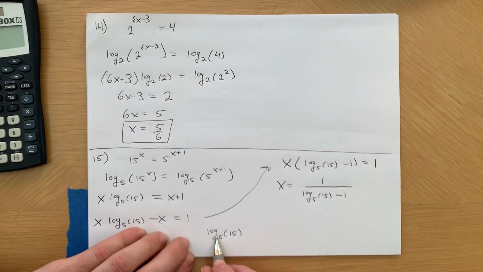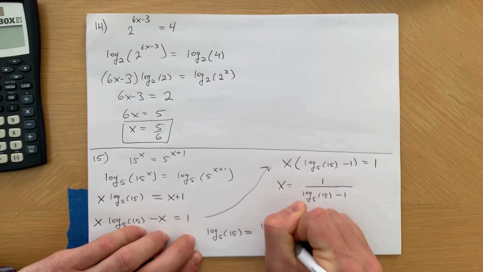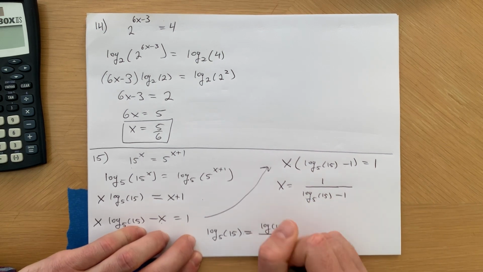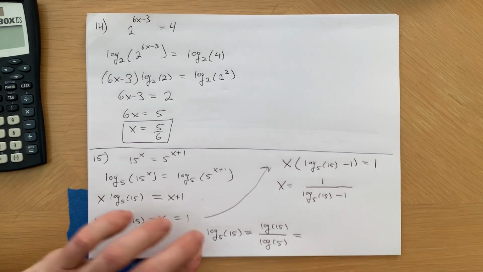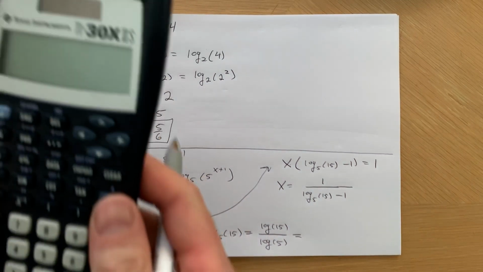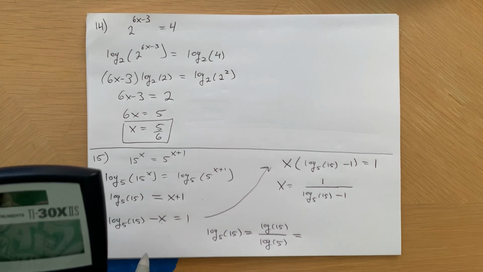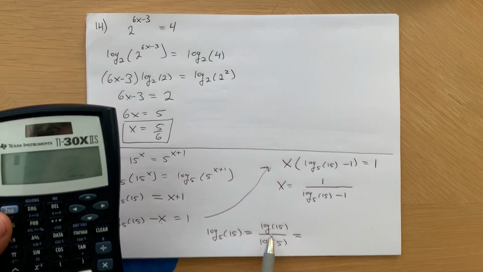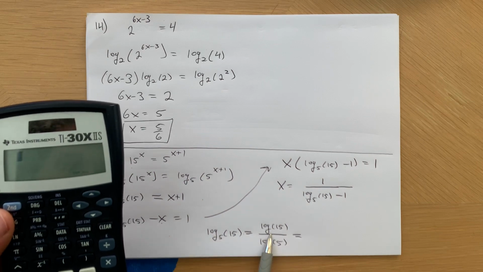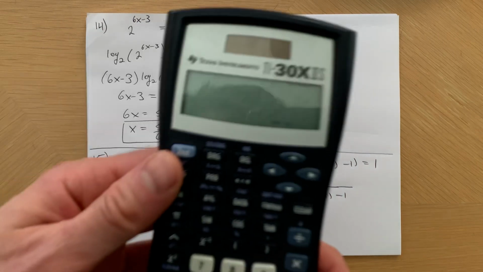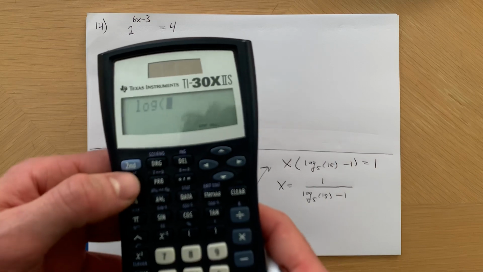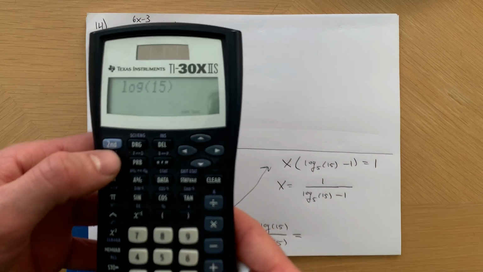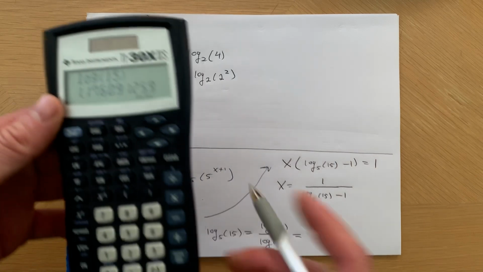What we can say is log base 5 of 15 is the same thing as regular log of 15 divided by regular log of 5. The problem is also telling us to round to 3 decimal places, so we have to keep that in mind. So we're going to first find the log of 15. You just type the log button, put in 15, and we get this number right here.